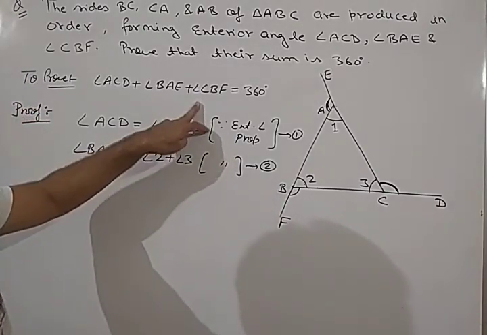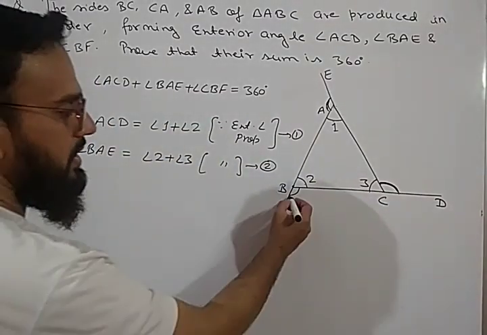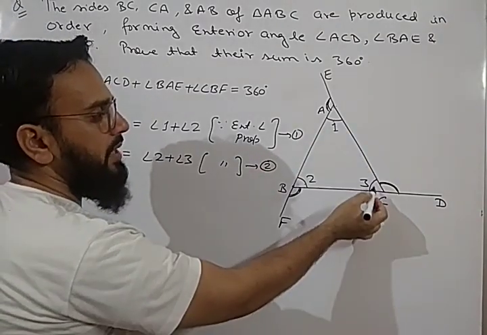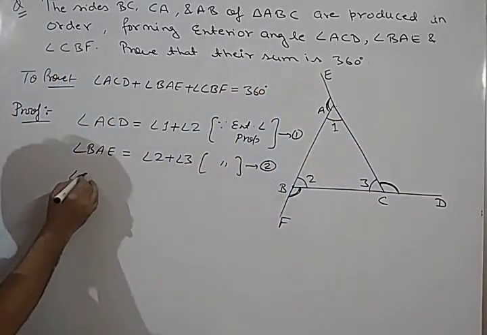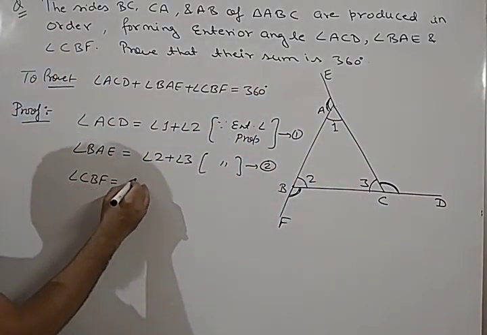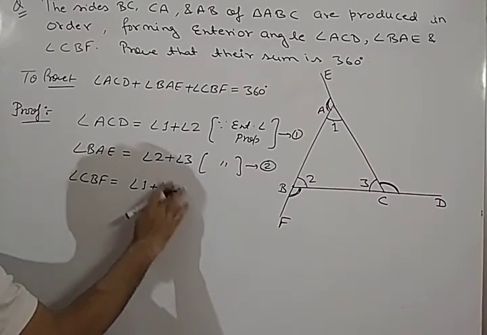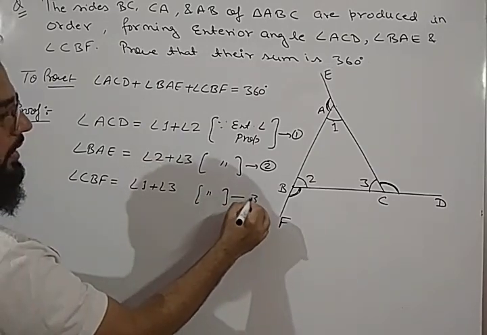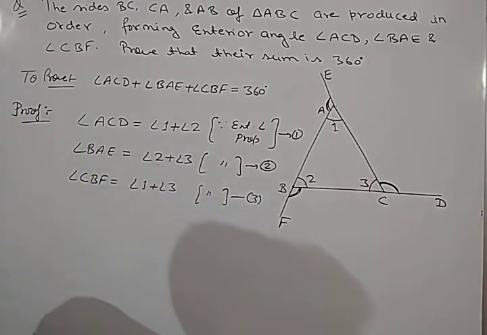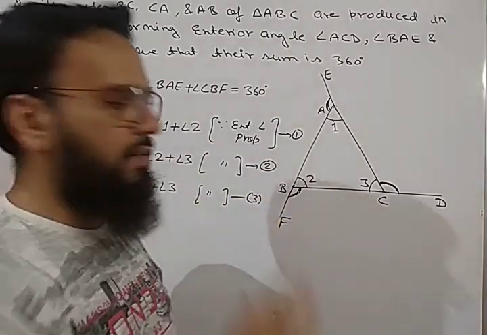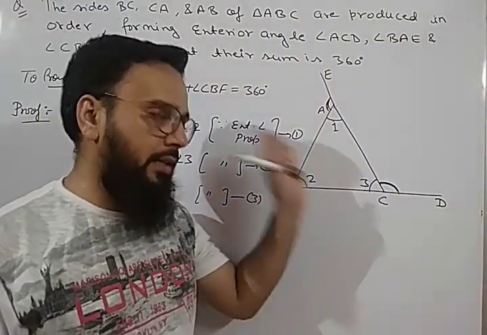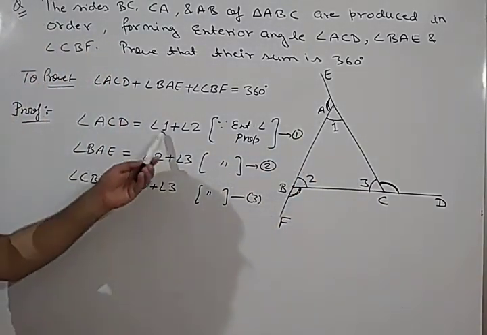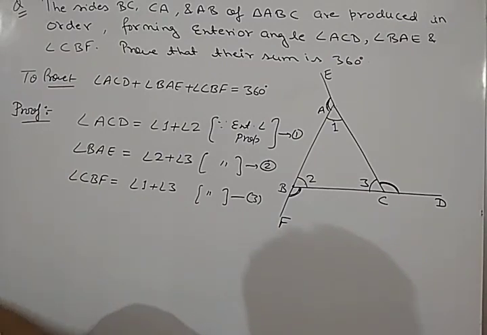Similarly, the third one is angle CBF. Now this is our exterior angle. What will be the interior opposite angles? These two will be the opposite angles. So we get angle CBF, this exterior angle, is equal to angle 1 plus angle 3. And this is our equation number 3, again the same property. So we have just used the exterior angle property in this triangle. There are 3 exterior angles, so we have used all 3 of them.